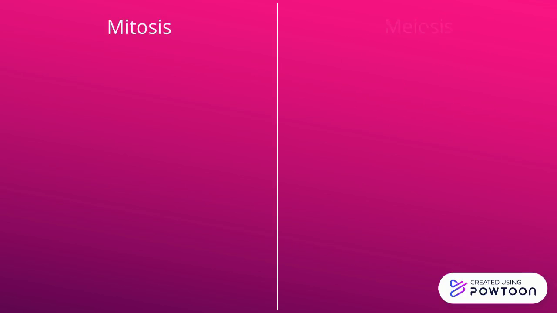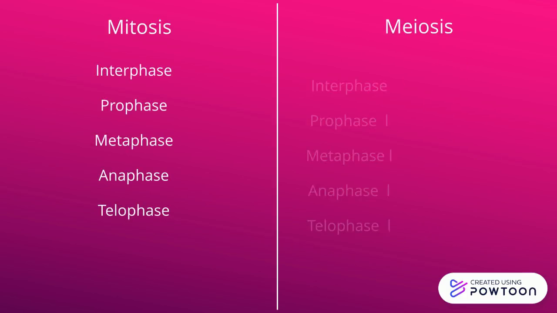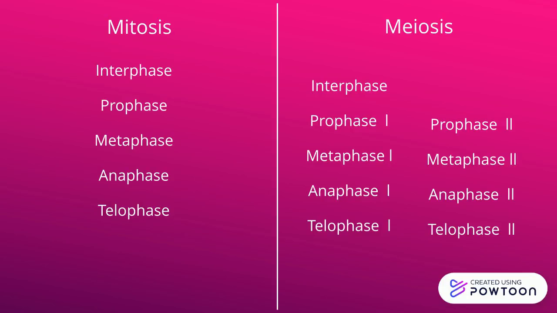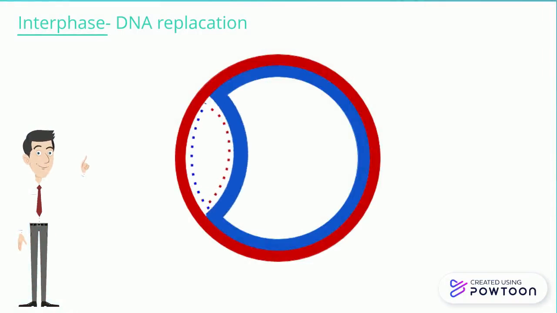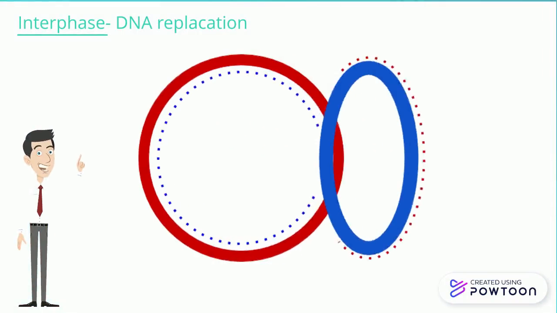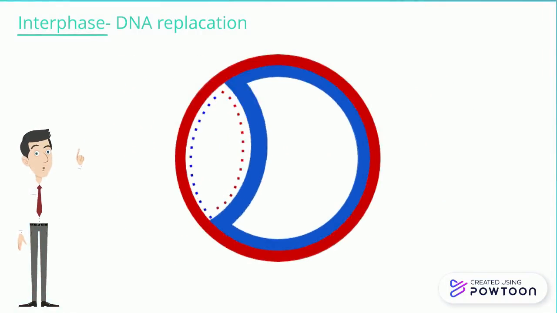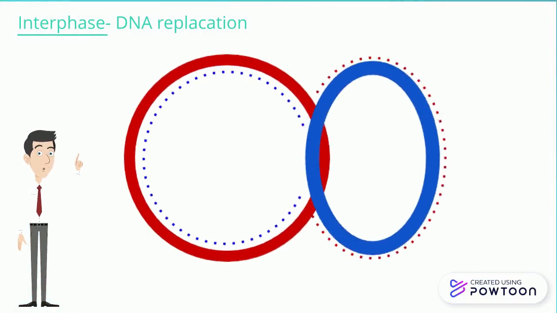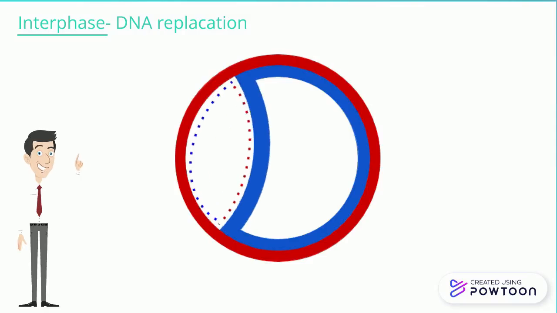Both mitosis and meiosis include the same phases: prophase, metaphase, anaphase, and telophase, except in meiosis they happen twice, so they are usually referred to as 1 and 2. Cellular division starts with a process called DNA replication. This involves making two identical copies of the original DNA molecules.